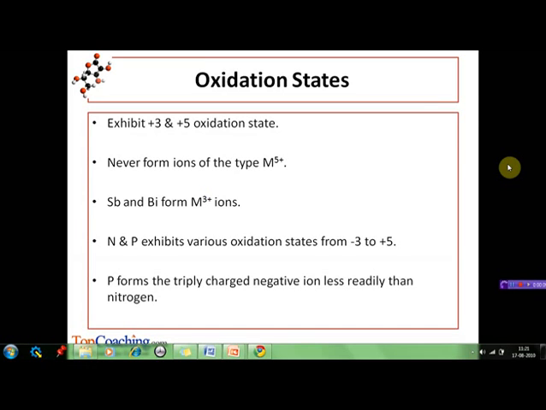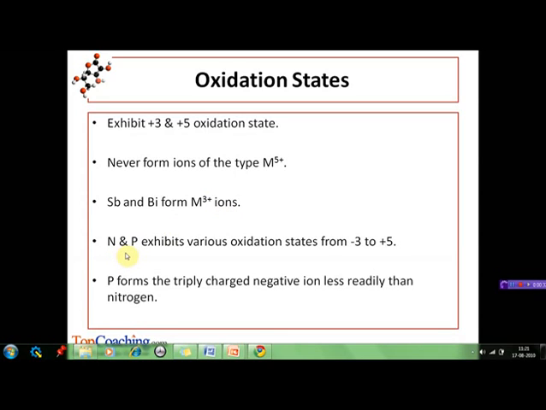Oxidation states. The members of group 15 exhibit +3 and +5 oxidation states, which are the most common oxidation states. They never form ions of the type M5+ because of the small size and high charge density on such ion by losing all their electrons in their outermost valence shell. Although antimony and bismuth form M3+ ions due to their low ionization enthalpies.